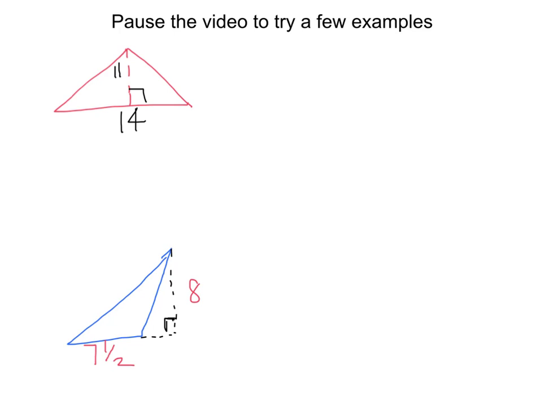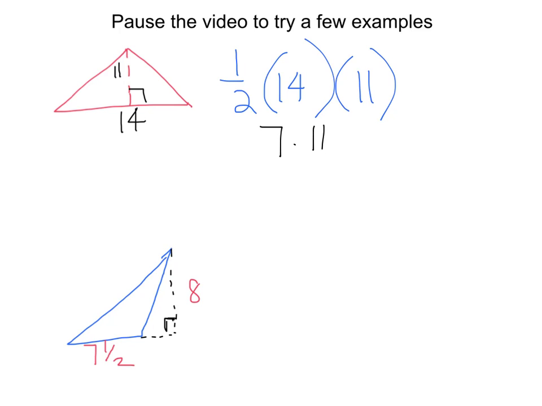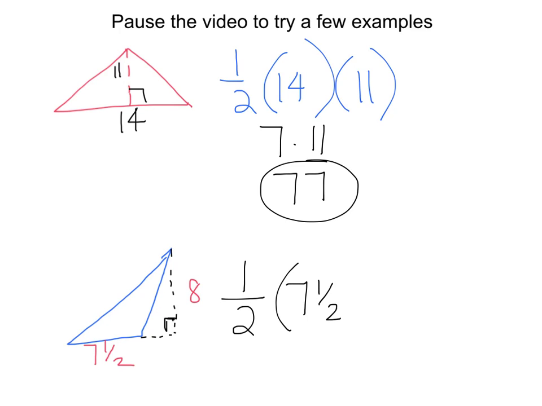Pause the video to try a few examples. So for the first example, we do 1/2 times 14 times 11. So half of 14 is 7, and then you multiply that by 11, and you get 77. For the next example, we have 1/2 times the base, which is 7.5, and the height is 8.